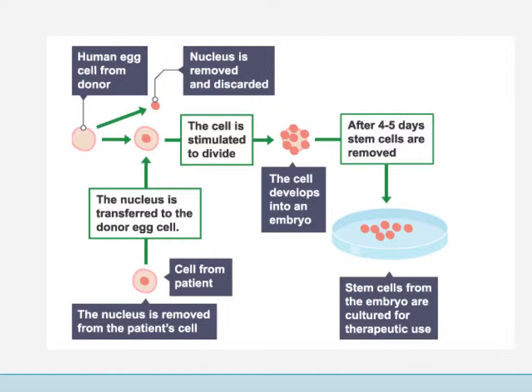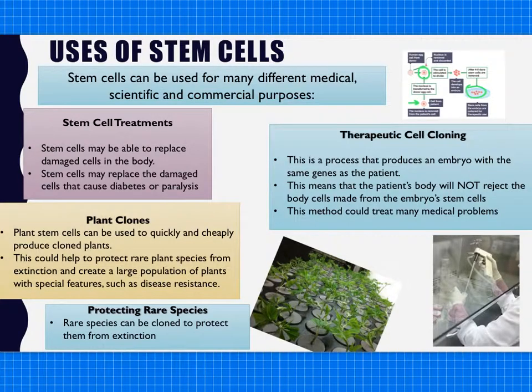So if we have a look at this diagram, you can see an adult stem cell there, the cell from the patient, and the nucleus is transferred to a donor egg cell. So they take a human egg cell, remove the nucleus and discard it, and replace it with the adult stem cell there. And it's stimulated to divide, and then it produces lots of stem cells, and then the stem cells from the embryo are cultured for therapeutic use. So as you can see, stem cells can be used for many different medical, scientific and commercial purposes.